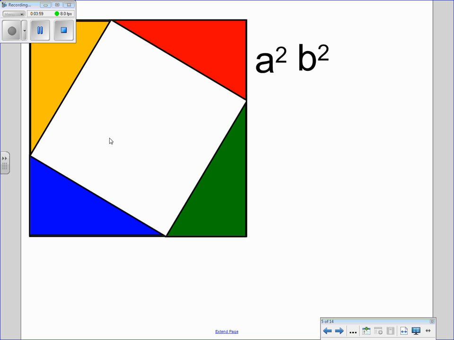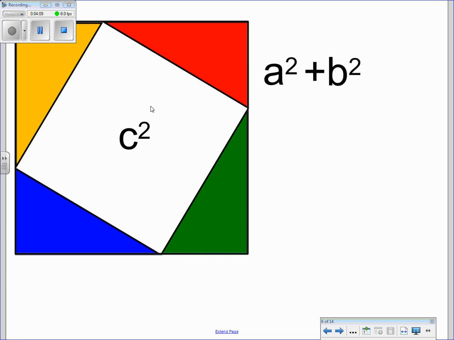Now, that white area in the middle has to be the same as it was before, because we've just rearranged things. We didn't make any more white space. But how big is that area now? Well, now that area is c squared, because the longer side of the triangle is equal to c, and the area of the square is c times c, or c squared. So you can see that they are exactly the same as before.